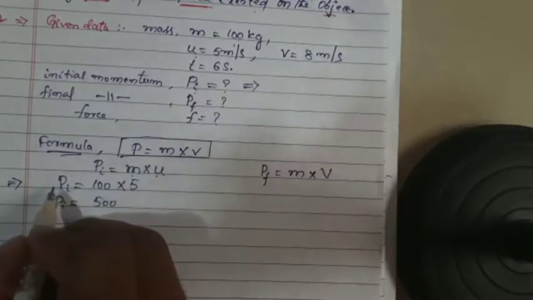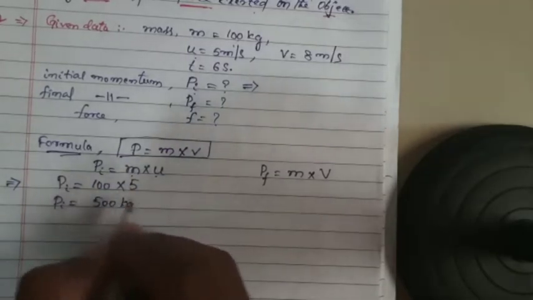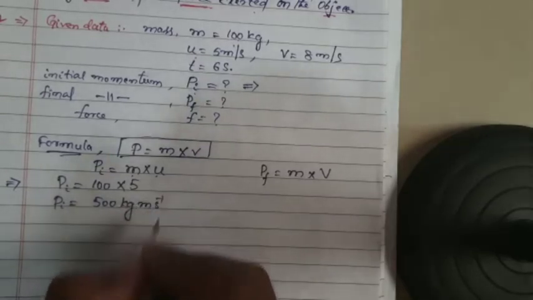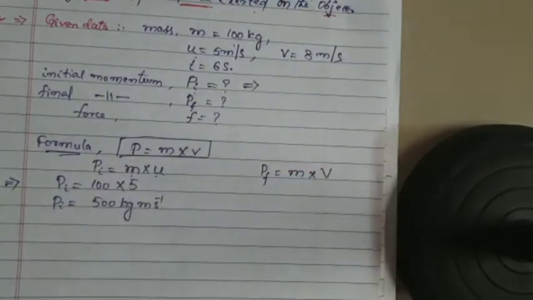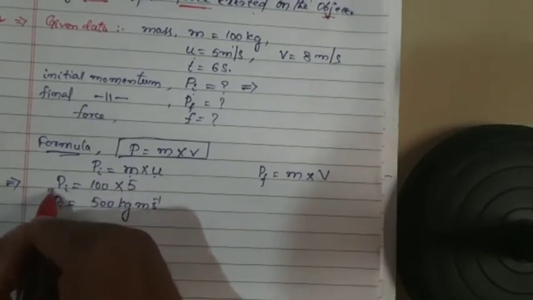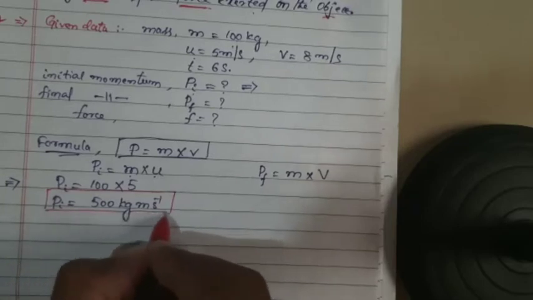The SI unit for momentum is mass in kg, and velocity is nothing but meter per second. Now the initial momentum is found to be pi is equal to 500 kg meter per second.